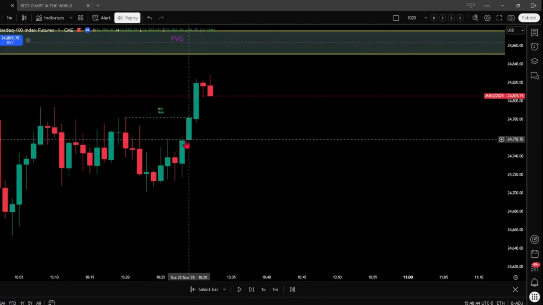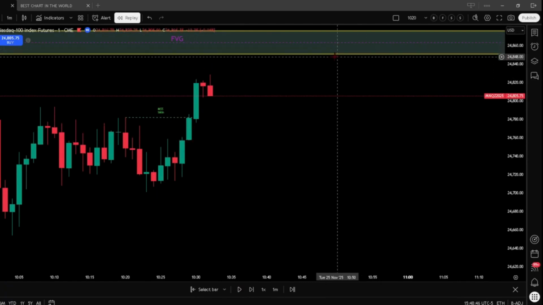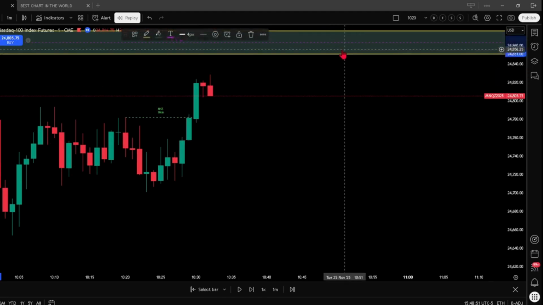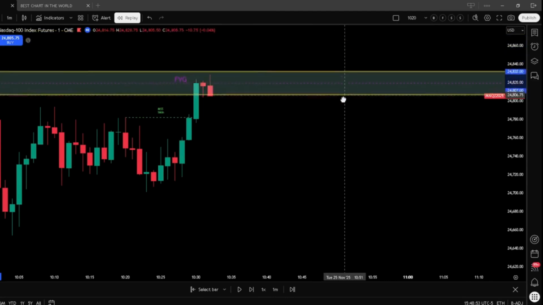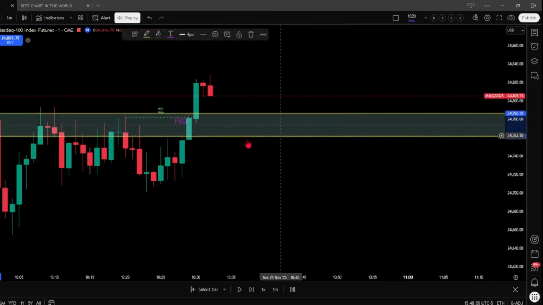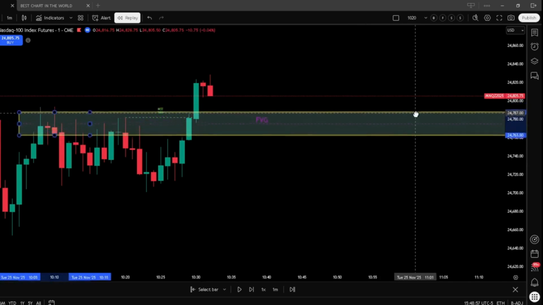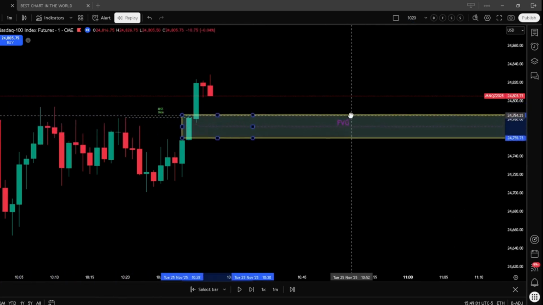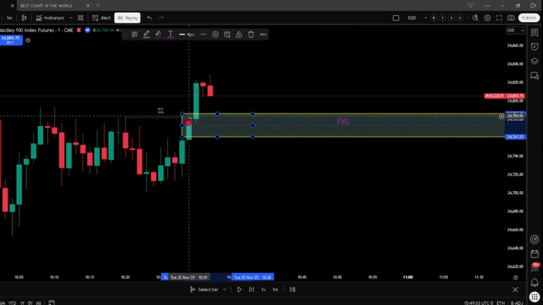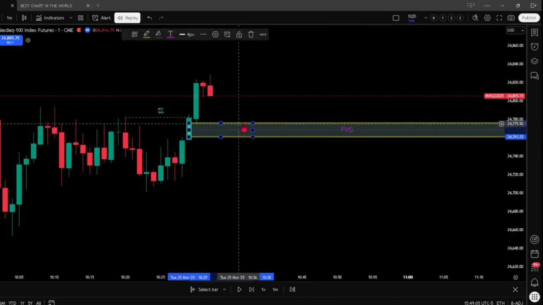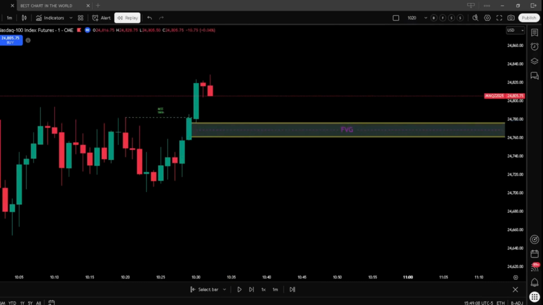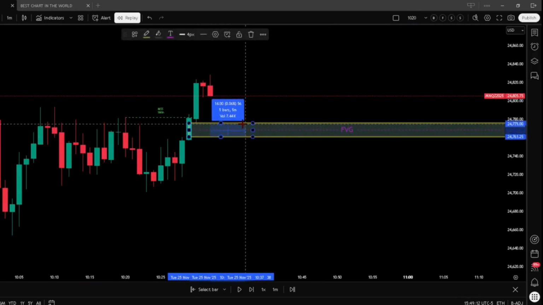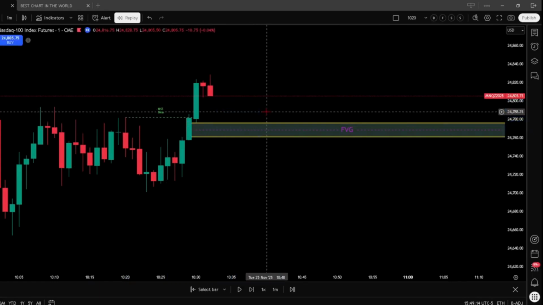So we have a clear bullish fair value gap. We're going to get our box. We're going to put it here. We're going to adjust it so that we're only showing the width of the fair value gap, which is right there. This one happens to be 14 points wide.